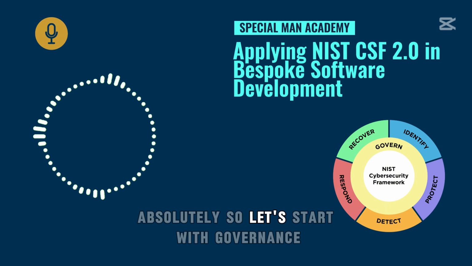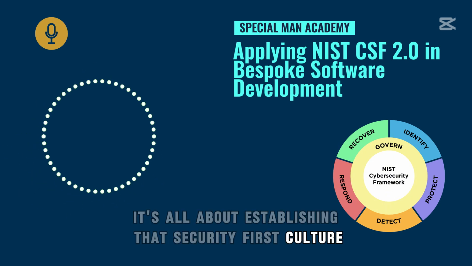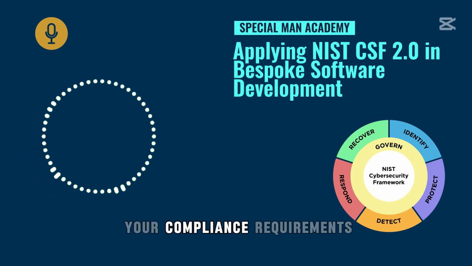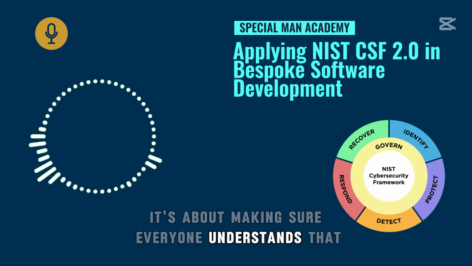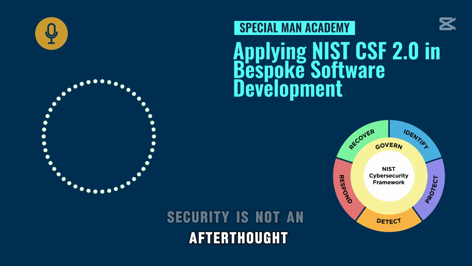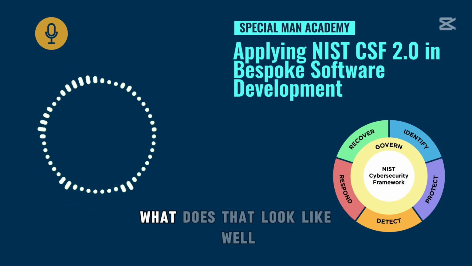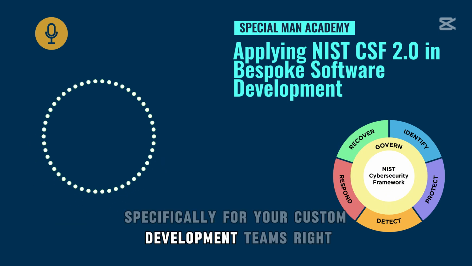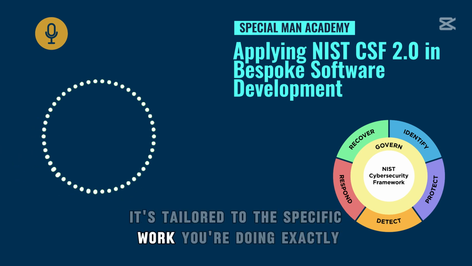Absolutely. So let's start with govern. This is the foundation, right? Yeah, it's all about establishing that security-first culture. Making sure security is embedded in your business goals, your compliance requirements, your risk management strategy. It's about making sure everyone understands that security is not an afterthought, it's a core value. And in the bespoke development world, what does that look like? Well, it means having clear security governance policies specifically for your custom development teams. Right. It's not just general company policies. It's tailored to the specific work you're doing.